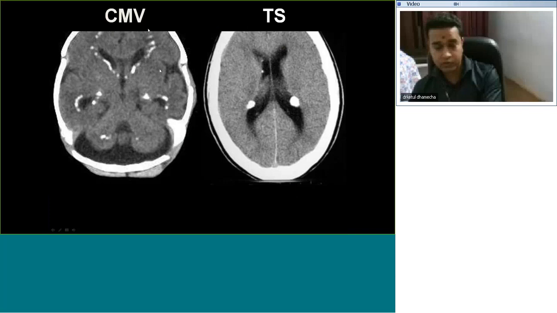So this is another CMV infection, TORCH. You can see calcified lesions or calcified area along the ventricular wall. So here you have to differentiate from tuberous sclerosis. How? Because we know subependymal nodules are there in tuberous sclerosis, but they will take time to calcify in the later age group, whereas this is the pediatric age group, where TORCH infection is common.